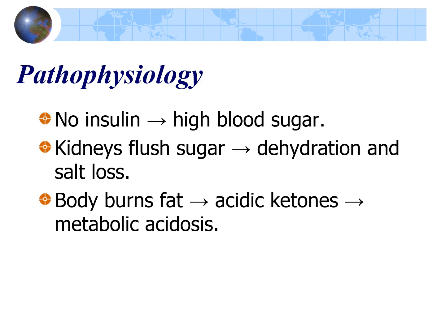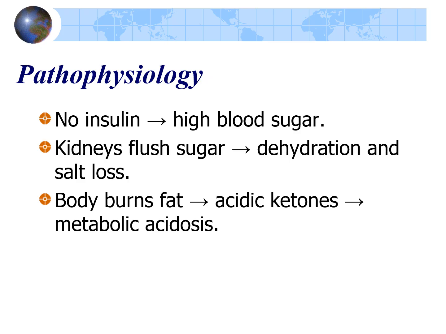Let's now discuss the pathophysiology. So, when insulin is missing, two big things happen. Sugar cannot enter the cells, so blood glucose rises. This causes hyperglycemia. The liver makes even more glucose, adding to the problem.